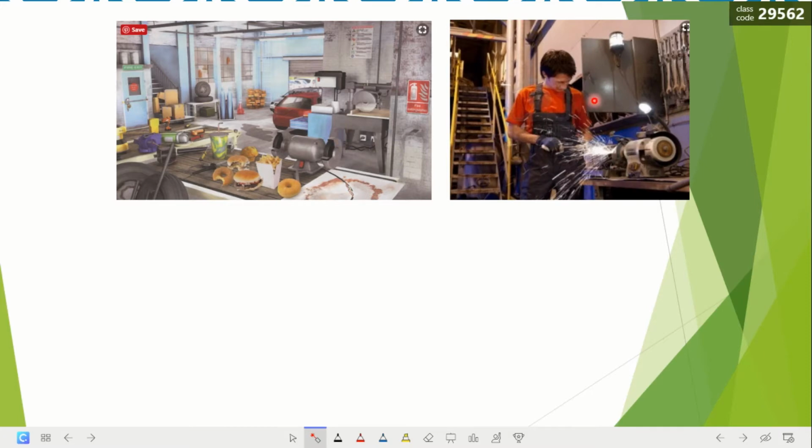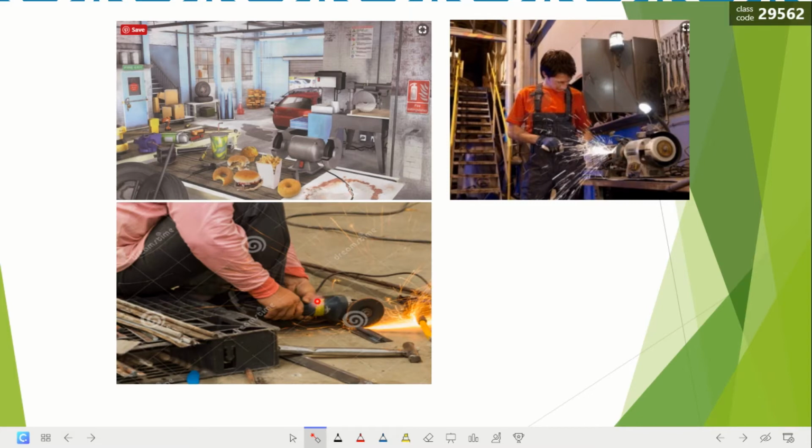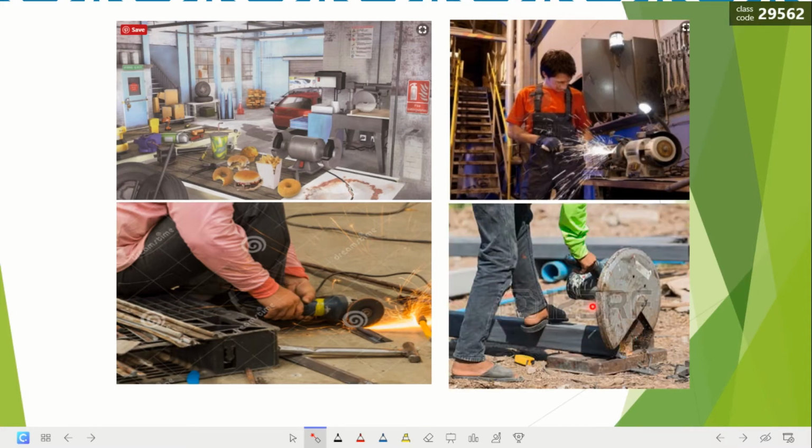This person is making a mistake because he's welding or cutting iron and he's not wearing a face mask. This person also is cutting iron and he's not wearing gloves. This is against safety rules. Finally, this person is not wearing safety shoes. Okay, you can also make a list or think of some safety rules in your workshop.